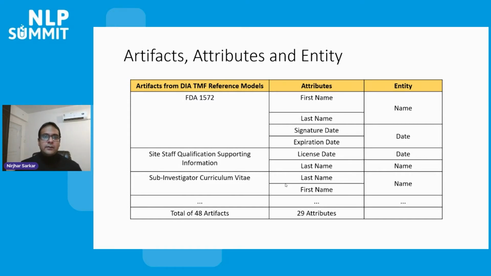Each artifact has certain attributes. Now, these attributes are basically the metadata that need to be set on the document when the document or the content is imported into the target system. For example, if you are dealing with FDA Form 1572, then you will need to import the document as well as set the first name, last name, the signature date, the expiration date as metadata.